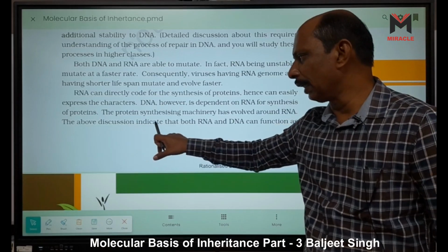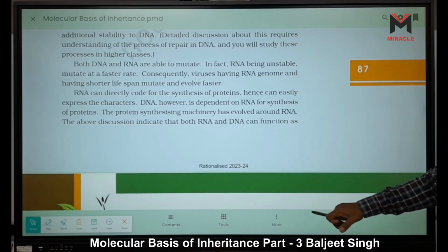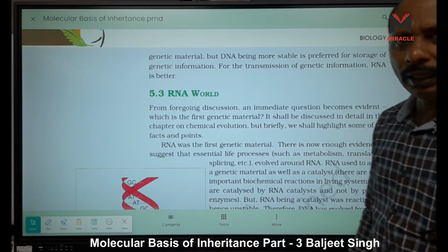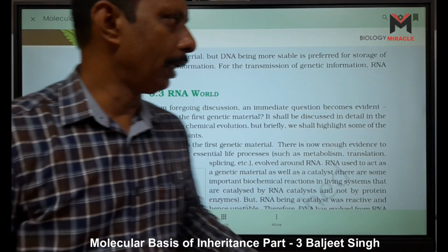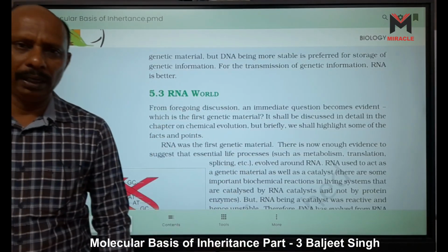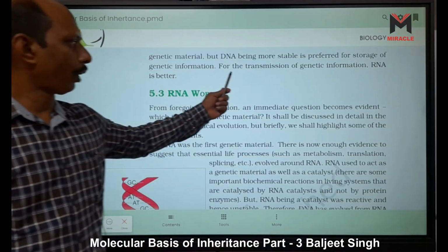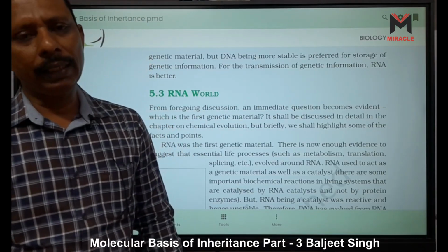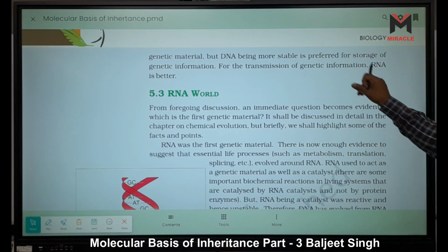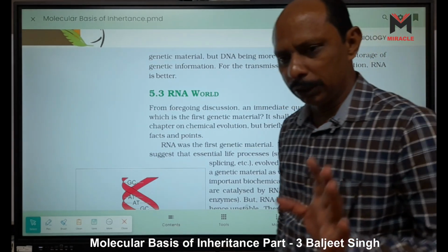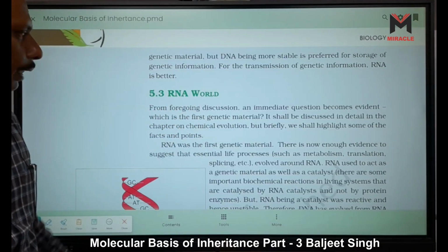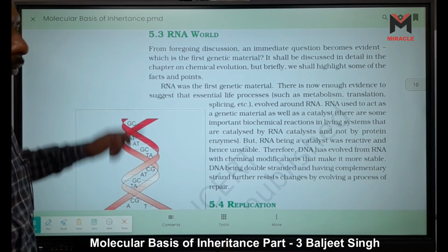The above discussion indicates that both RNA and DNA can function as genetic material, but DNA, because it is more stable, is preferred for storage of genetic information, right? For the transmission of genetic information, RNA is better. But for storing of genetic information, DNA is better. Right? Now, the RNA world.